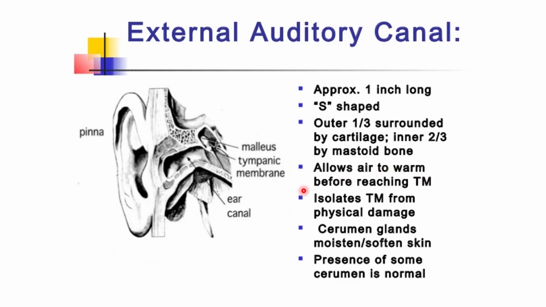So it allows air to warm before reaching the tympanic membrane as it passes through this canal, and it also isolates the tympanic membrane from physical damage. If the tympanic membrane had been just adjacent to the pinna, it would have been more prone to infection, to dust, to fluid, to everything present in the outer environment. But because of the presence of this canal, the air at least gets warmed up, and it has many hairs and a sticky substance called cerumen. You must have seen.